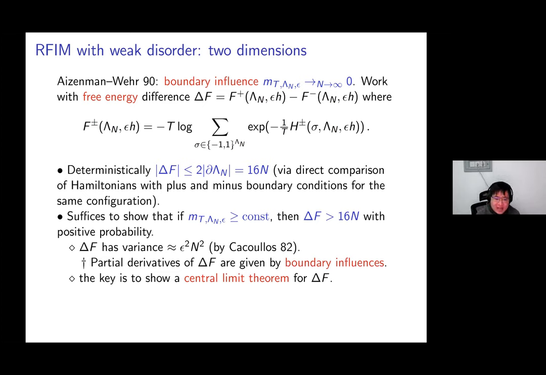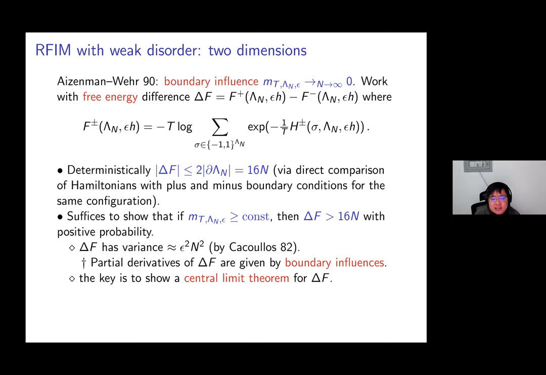The key technical contribution of Aizenman and Wehr is to show that the free energy difference satisfies the central limit theorem. Because a random variable that has variance epsilon squared times n squared does not have to have any probability to be larger than 16 times n. However, if we can show that there's a central limit theorem, then this is like a normal variable with variance epsilon squared times n squared, which has a small probability to be larger than 16 times n. Well, small but fixed, which is good enough for us. I mean, small probability depending on epsilon.